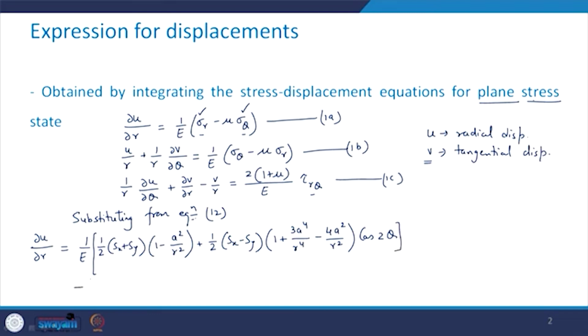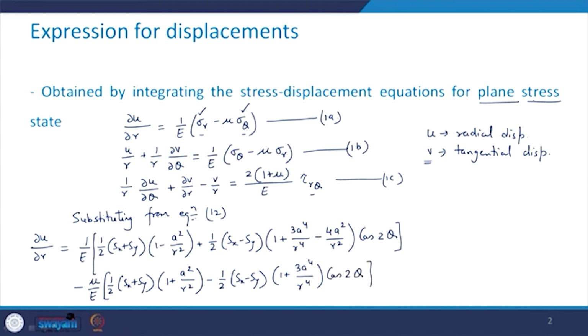Then minus mu upon E. Then substitute the expression for sigma theta, which is half Sx plus Sy into 1 plus a square upon r square, minus half Sx minus Sy into 1 plus 3a to the power 4 upon r to the power 4, cos of 2 theta. Make this equation as equation number 2a.